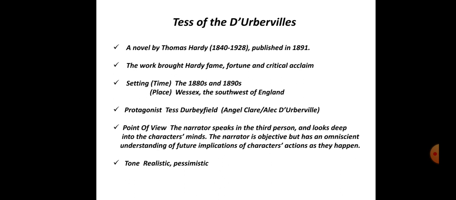Then the falling action. What happens? Forced by her family circumstances, she has to decide to marry Alec, who claims to love her. Angel returns from Brazil meanwhile and discovers Tess's marriage to her former seducer and meets with Tess. Eventually, Tess murders Alec and she escapes with Angel, but her happiness was short lived. She was found by the police and she was executed in the end.